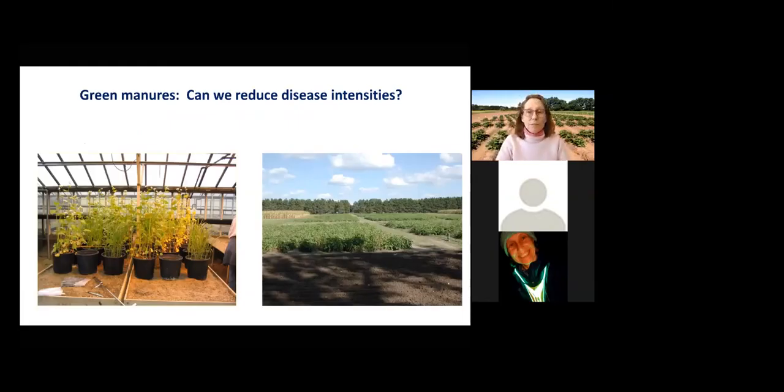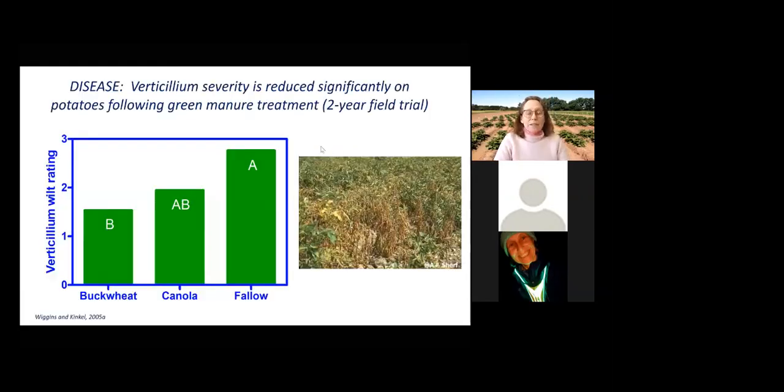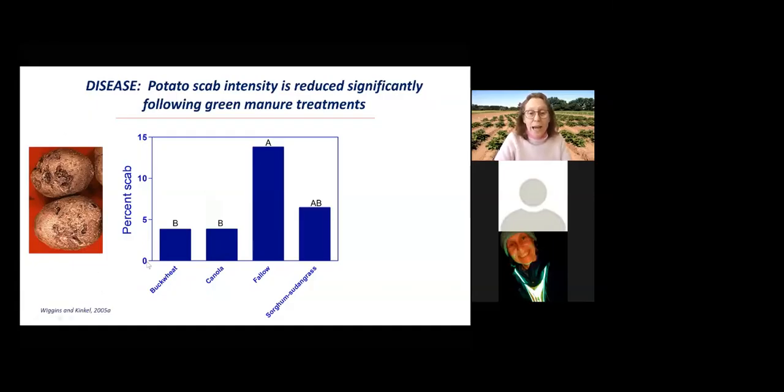Did this result in disease suppression? In conjunction with the same trial, in the second year following 2 successive fall green manure treatments, we found that buckwheat or canola green manures significantly reduced verticillium wilt as compared with the fallow or no green manure treatment. Similarly, in a related field trial where we had not only buckwheat, but also canola and sorghum Sudan grass green manures, which I know have been used a lot out in the Pacific Northwest, we were able to significantly reduce potato scab coverage following green manures.